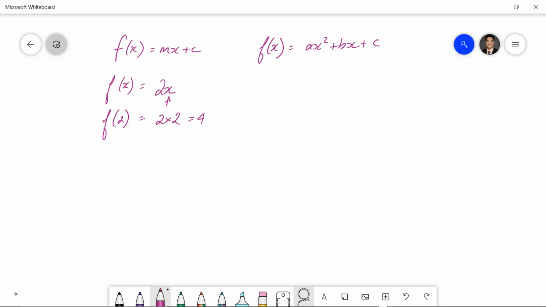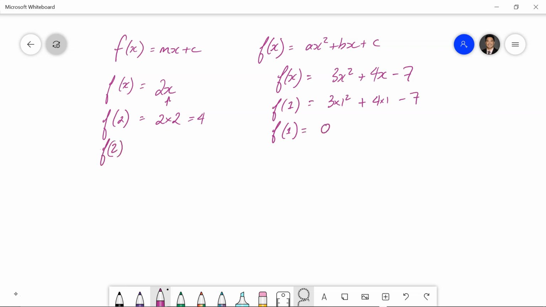Similarly, if we had f of x equal to 3x squared plus 4x minus 7, and we had f of 1, we replace x with 1. So 3 times 1 squared plus 4 times 1 minus 7. So 3 plus 4 is 7, minus 7 is 0. So f of 1 is equal to 0. And in the previous case, f of 2 is equal to 4.